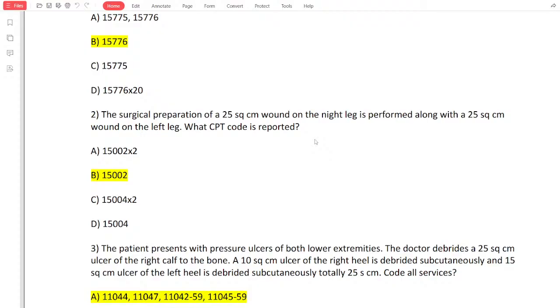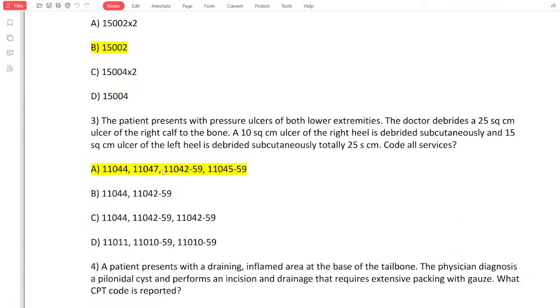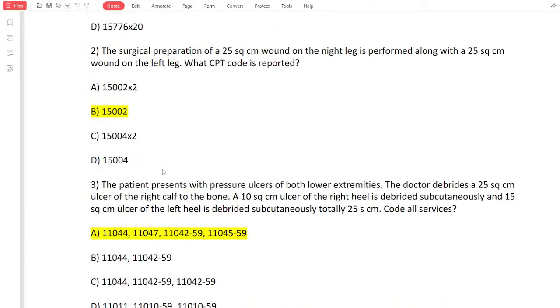Okay, look at this option A. Then 15002 is correct, but they have mentioned both two. No need to code two, just only the code 15002 is enough. There are little bit mistakes in the options. So carefully read the options, and only after that you have to code the appropriate one. Clear?